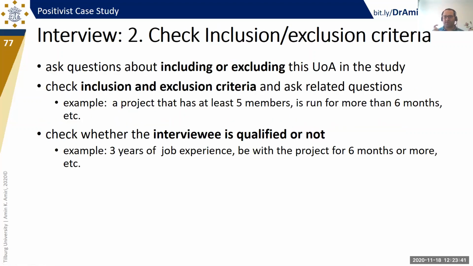So this is the first question. The second question is about including or excluding criteria. You ask about the case, you ask about the interviewee's years of being in the department to make sure that he is the right person or not. If he's not the right one, just ask 1 or 2 or 3 questions and then finish the interview.